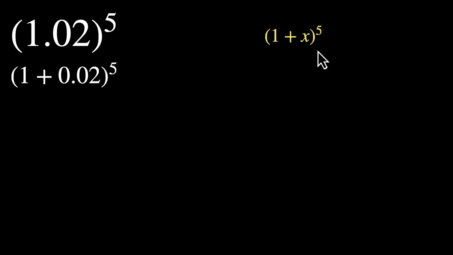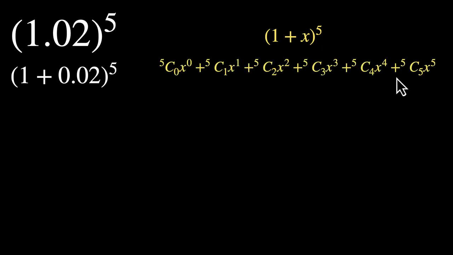Now, let's try one more problem. This time, let's move to the other side. Let's raise 1.02 to the power 5. Pause the video, try this yourself. Take the first 3 terms. Okay, so this is (1 plus 0.02) to the power 5. (1 plus x) to the power 5 will give us these 6 terms. We're approximating, so we'll take the first 3.